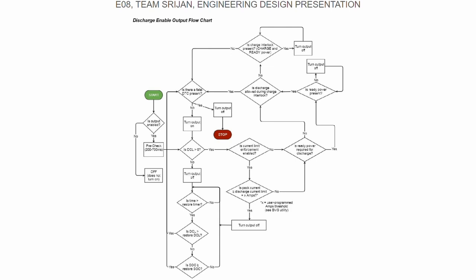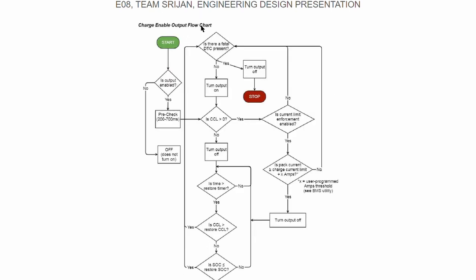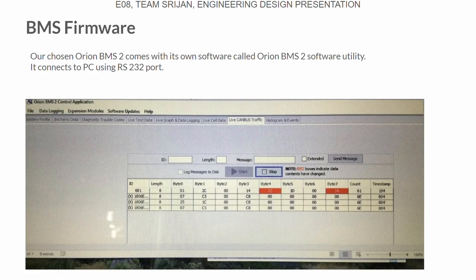Here is a schematic representation of the discharge enable output flowchart. Here is a flowchart for the charge enable output of our Orion BMS. Next is BMS firmware. Our chosen Orion BMS2 comes with its own software called Orion BMS2 Software Utility. It connects to a PC using an RS232 port.